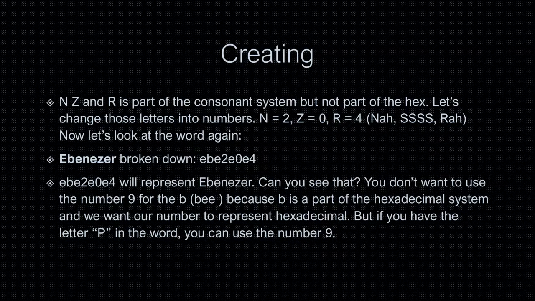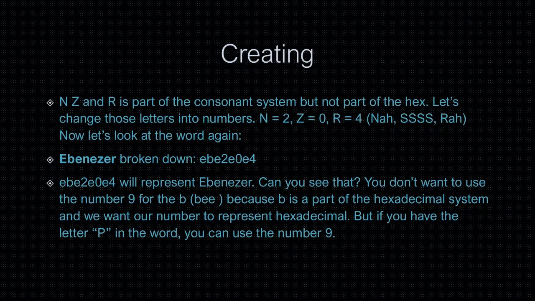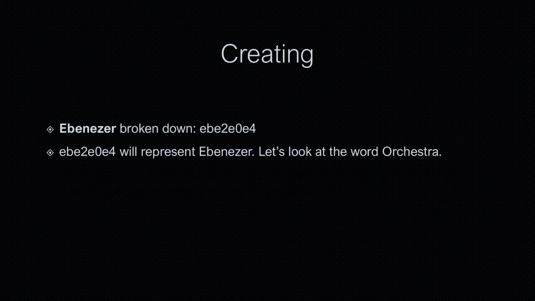You don't want to use the number 9 for the B because B is part of the hexadecimal system. We want our number to represent hexadecimal. But if you have the letter P in the word, you can use the number 9. We'll talk about that when we get to the end. Okay, EBE2, E0, E4 is going to represent Ebenezer. Ebenezer broken down again: EBE2, E0, E4, and that's going to represent the word Ebenezer.